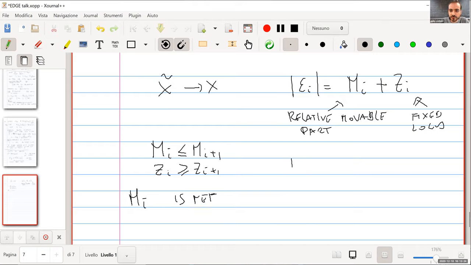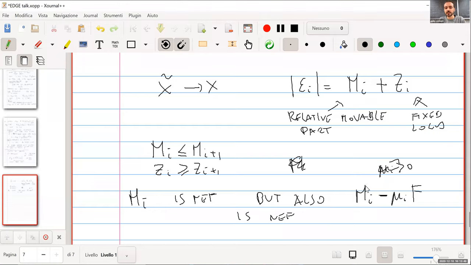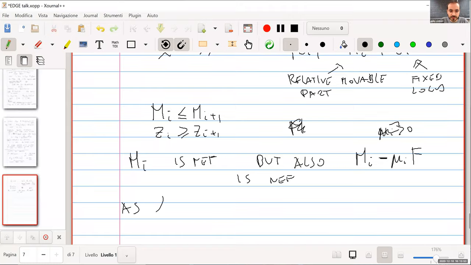Maybe also, sorry, I want to write something: M_i is nef, but also M_i minus mu_i of a fiber is nef. So it's not only M_i that is positive. You recall that mu_i is strictly positive as the bundle is nef. Let me recall that as this is nef, then mu_i is positive. So M_i is nef, but you can also subtract that much of a fiber and it still stays nef. So it's not only positive, but mu_i positive.